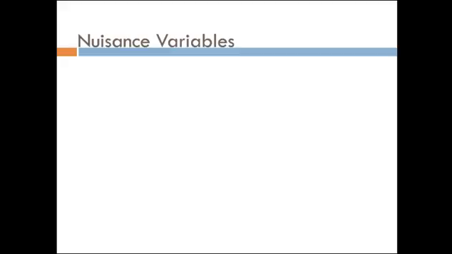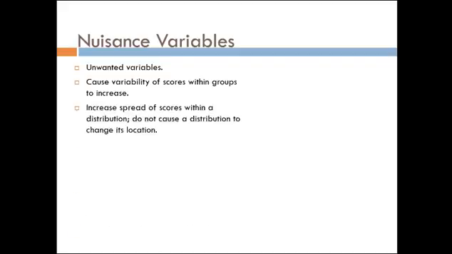All right, now nuisance variables. Nuisance variables are any unwanted variable that is popping up in our experiment and interfering with our method, our design. Nuisance variables tend to cause the variability of scores within groups to increase. So what that means is, for example, within the 60 frame rate condition, a nuisance variable would cause a wider range of responses than you would normally expect. It tends to increase the spread of the scores within a distribution. It doesn't usually cause the distribution to change its location on the chart.